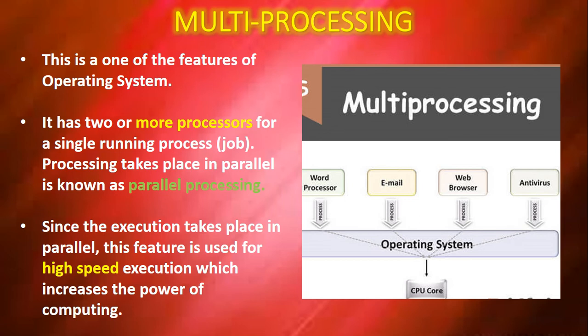Why is it called parallel processing? All the tasks are executing at the same time. While doing this we are saving time and the speed also increases. It provides a high speed of execution.